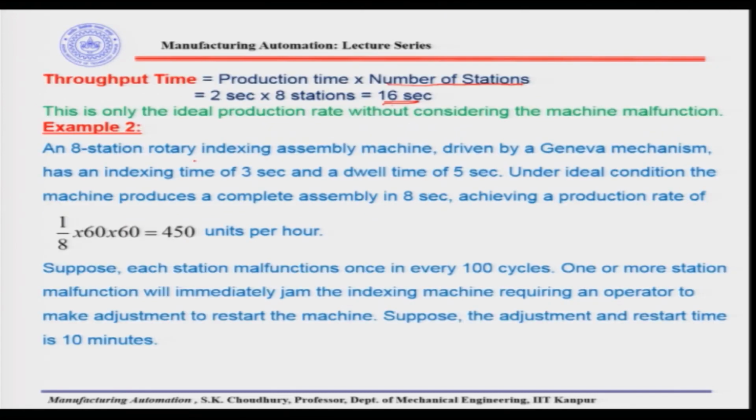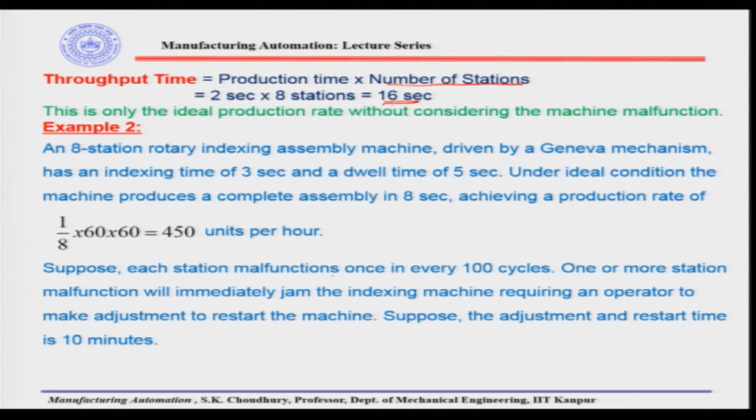Suppose there is a breakdown. An 8 station rotary indexing assembly machine driven by a Geneva mechanism again has an indexing time of 3 seconds. We will change that example a little bit considering the machine breakdown. Under ideal conditions, the machine produces a complete assembly in 8 seconds, achieving a production rate of 1/8 into 60 into 60, which is 450 per hour.